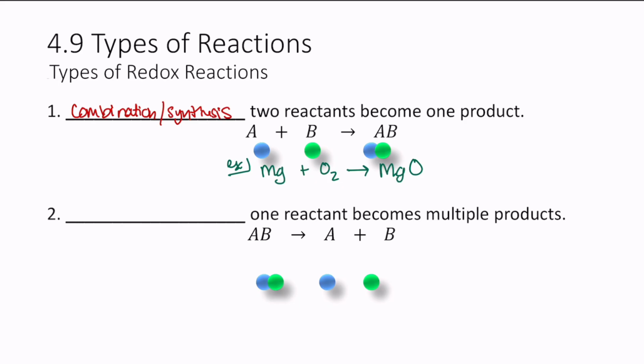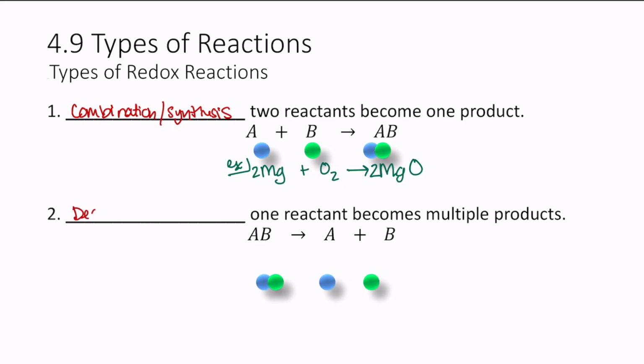Now I can balance my entire reaction. And I can do that by putting a 2 in front of my MgO to balance out my oxygens. And in balancing out my oxygens, I now have made it so my magnesium is not balanced. So I can put a 2 in front of my magnesium. So this is an example of two reactants becoming one product.